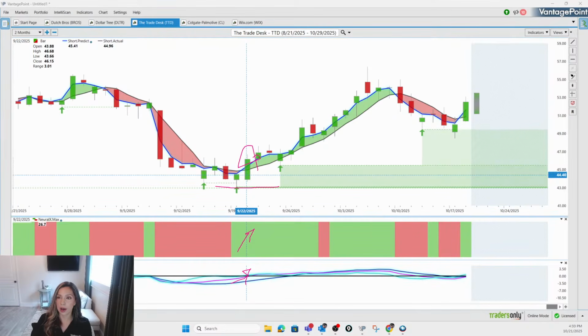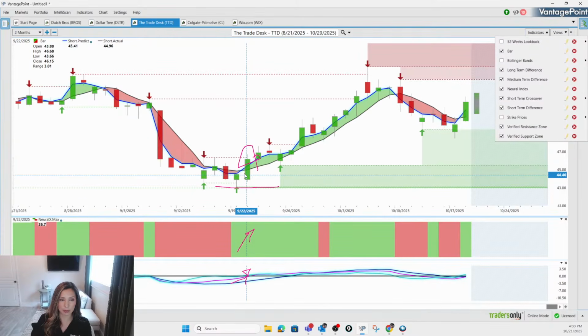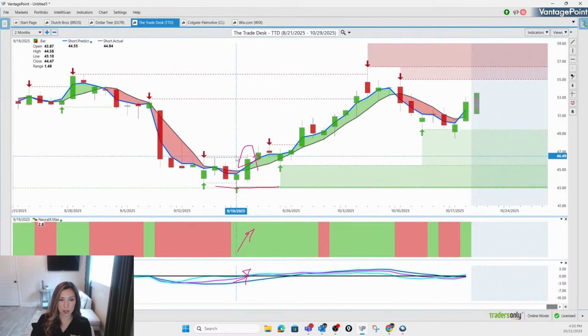So now let's look at resistance. So let's just come and turn on the resistance. Did we have enough room to run? Well, at that crossover, here was our resistance level. All right. But look, our trend remains bullish this entire time. Little bit of a pullback here, but if you notice, we create a new support level. So now we have rising support.